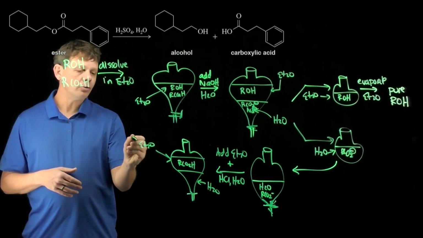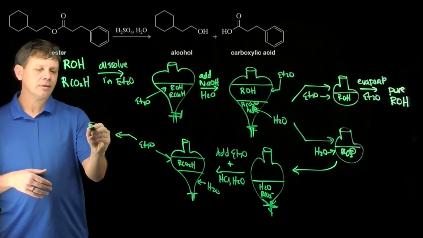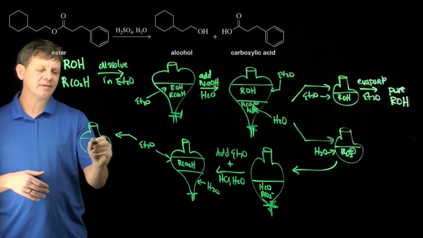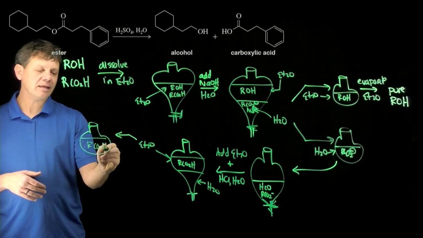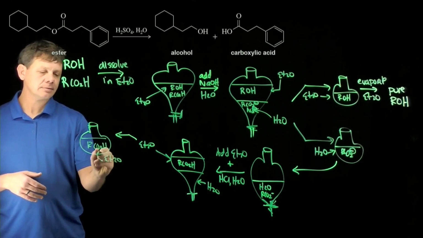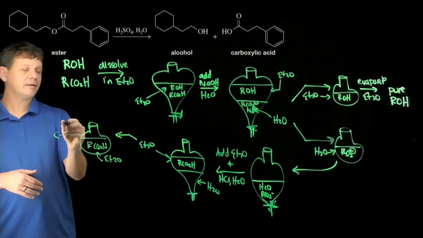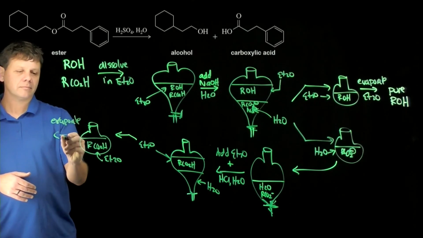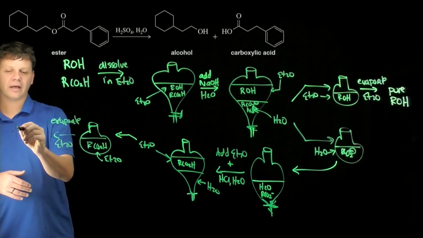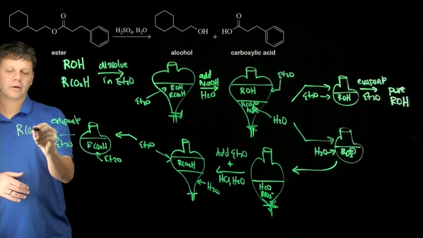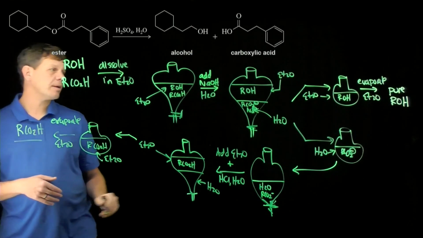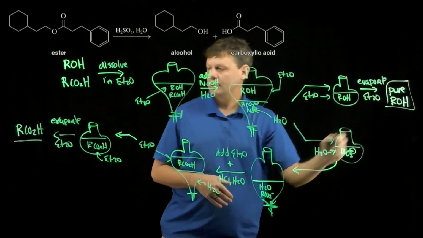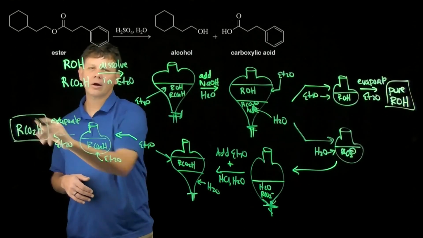We can now do the same type of separation, putting our carboxylic acid in a flask with ether as the solvent, evaporate the ether, giving us pure carboxylic acid. We've separated the alcohol and the carboxylic acid.